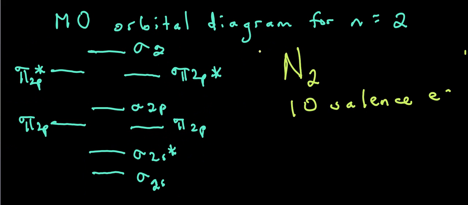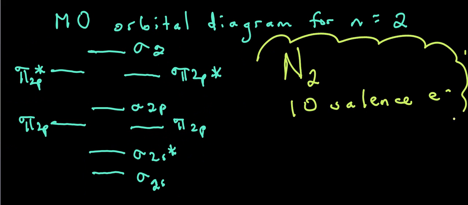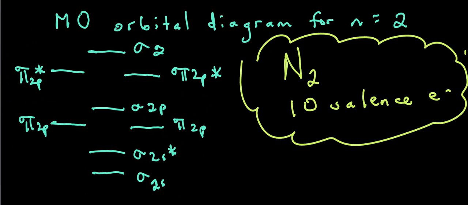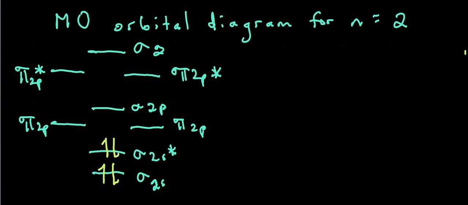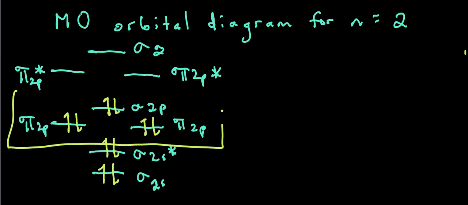Let's do a quick example and do something such as N2. N2 has 10 valence electrons. The first 4 electrons go into our bonding and anti-bonding 2s molecular orbitals because these are lowest in energy. The next 6 electrons go into our pi 2p and sigma 2p bonding orbitals. This accounts for all 10 of our valence electrons in N2.